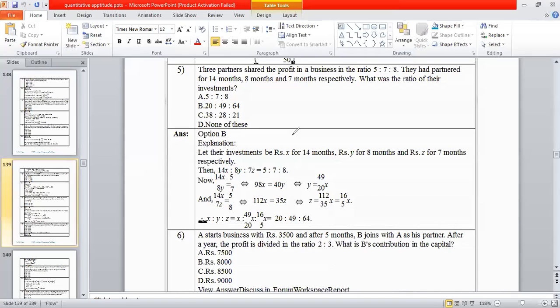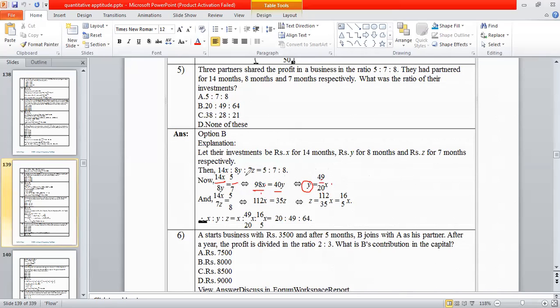So here 14x by 8y is equal to 5 by 7. So calculating by cross multiplication, 14 into 7, 98x is equal to 5 into 8, that is 40y. So here we are getting the value of y. In case of y, it is 98 divided by 40 into x. So it will be 49 divided by 20 into x. That is the value of y.